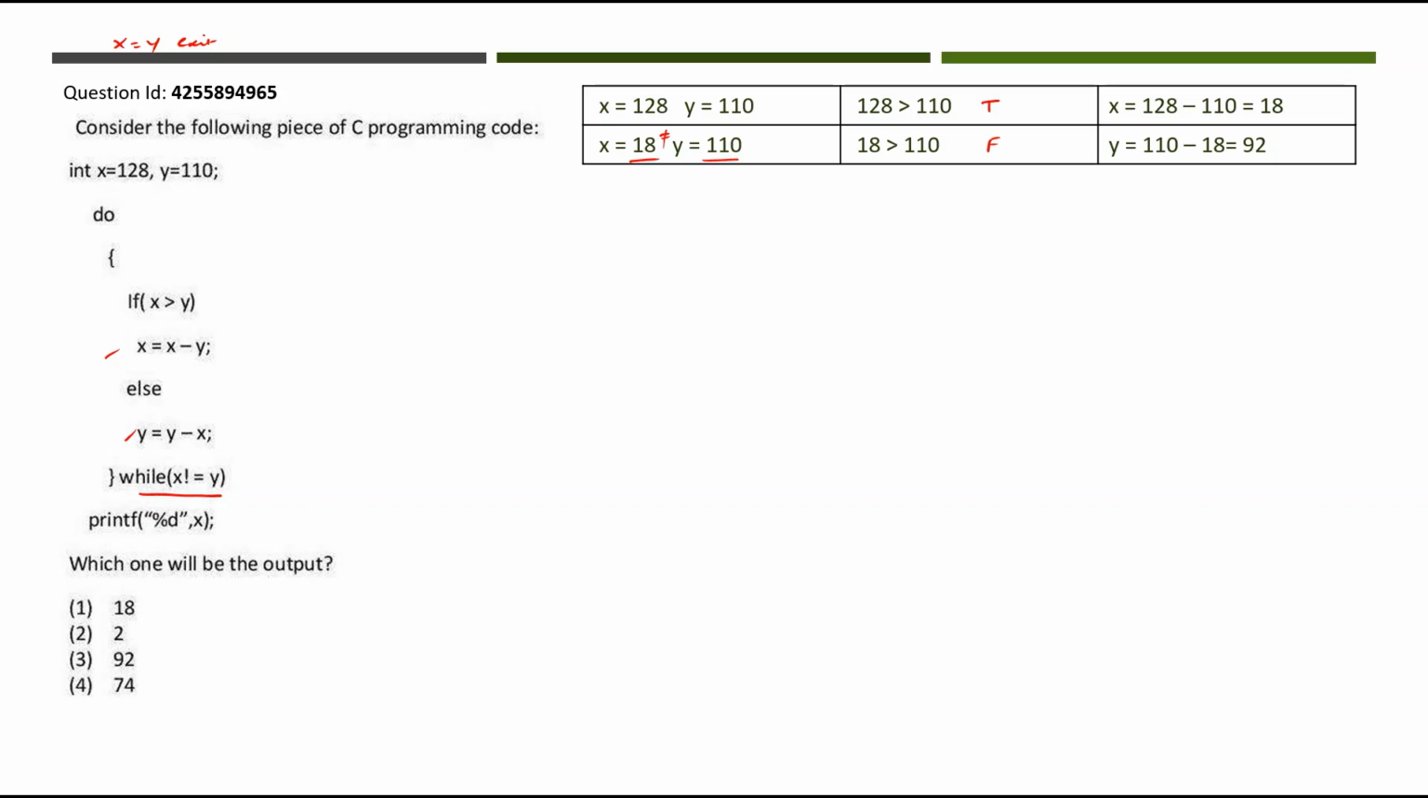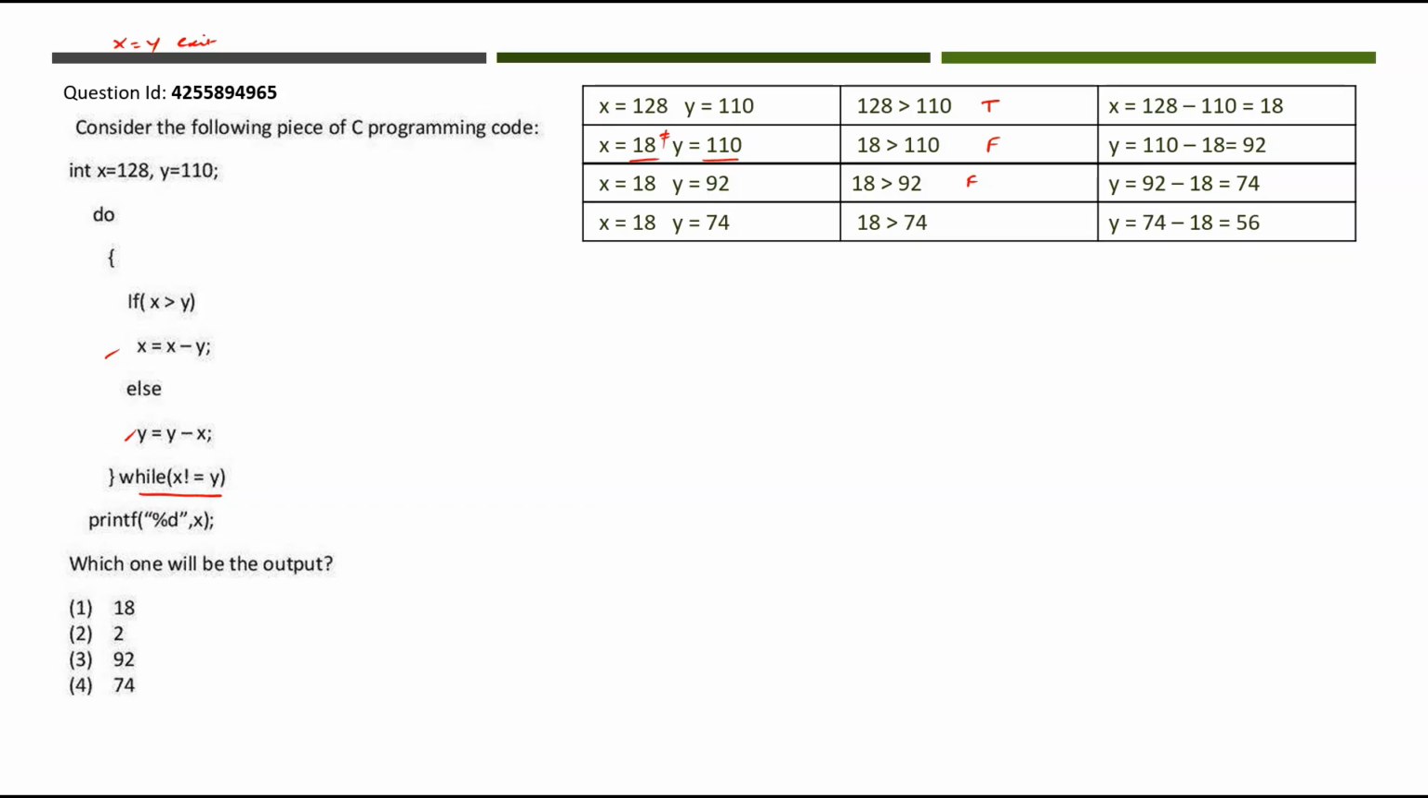Again we have x = 18 and y = 92. So the loop will again be executing. 18 is not equal to 92. That's why we are entering into the loop once again. Still 18 is less than 92. So based on the false condition, y = y - x will be getting executed. 92 minus 18 will give you 74. Again we have x = 18 and now y will be equal to 74.